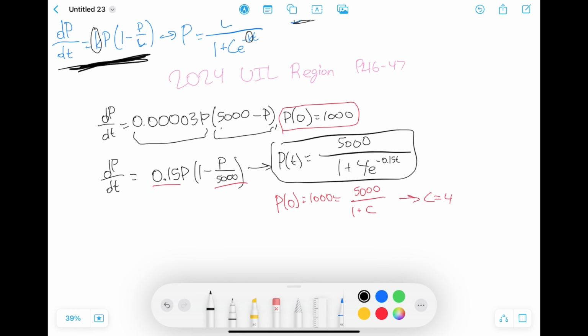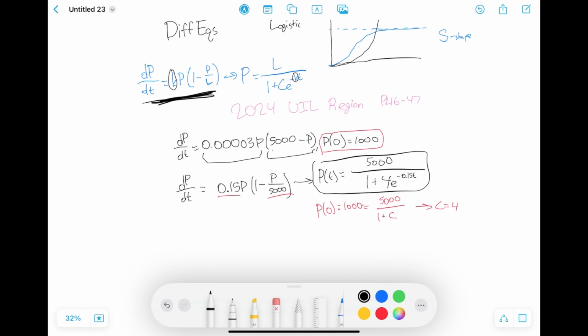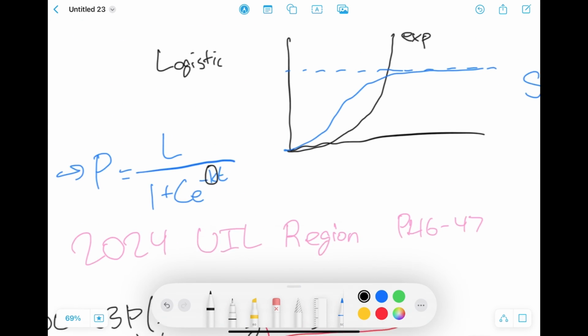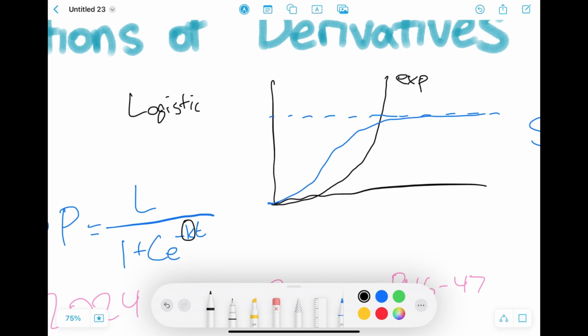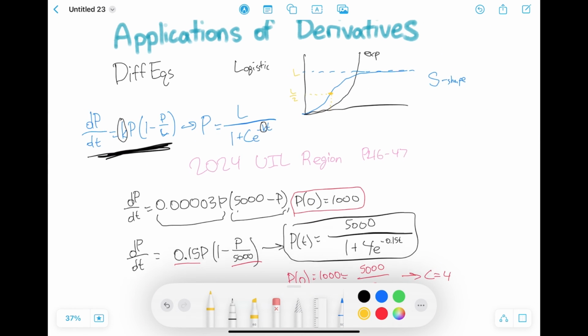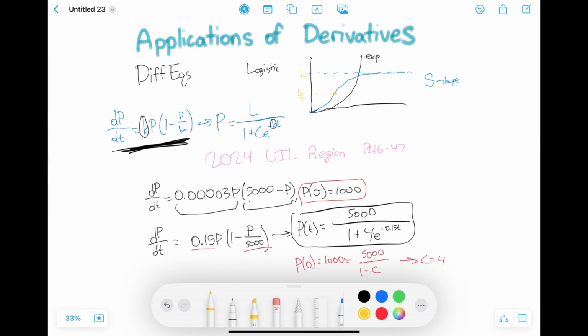Then we could solve the rest of the problem, which I believe was just to find the population at a certain point and also find the point of maximum growth. Fun fact, the point of maximum growth is going to be the point right here. If this is L, the limiting capacity, the point of max growth is going to be right at L over 2. And I believe that's the last major application that you need to know.